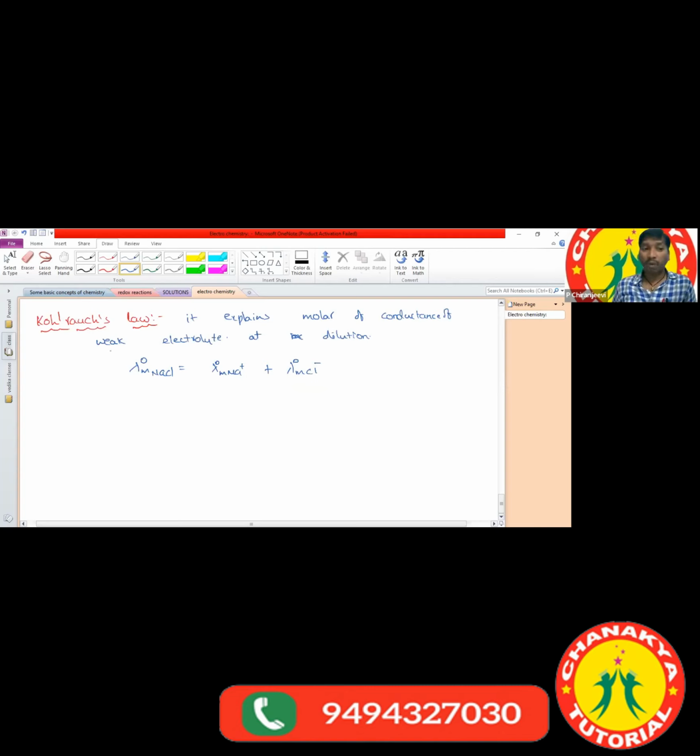What are the main uses of Kohlrausch law? It can be used to find the molar conductance at infinite dilution. That is the first point. What is the second point? We can find the degree of dissociation, which is represented by alpha.